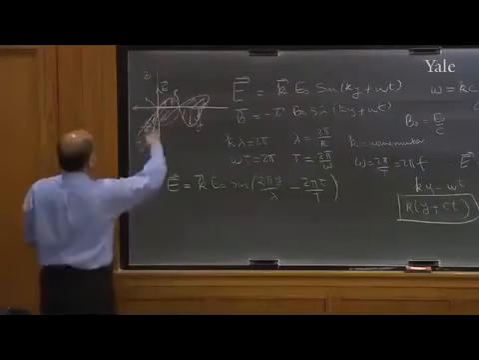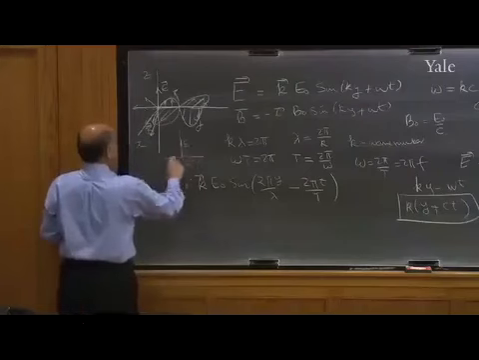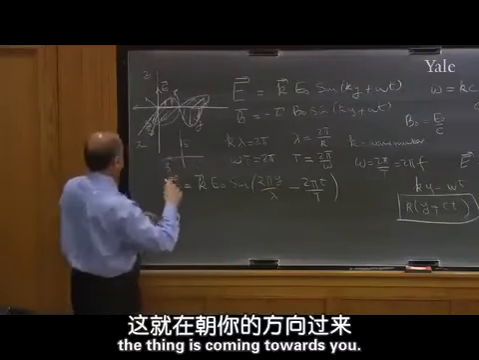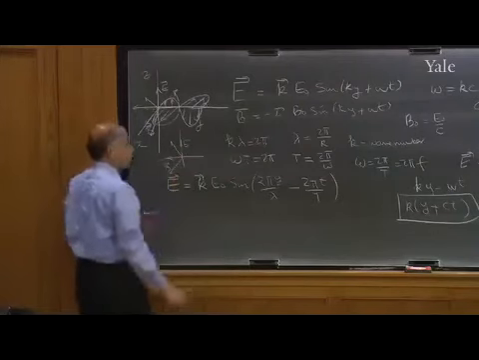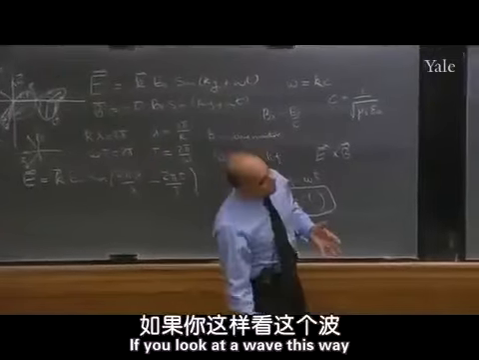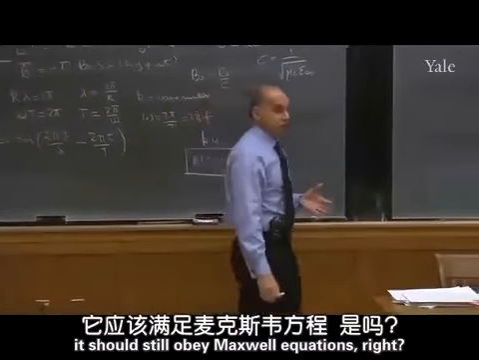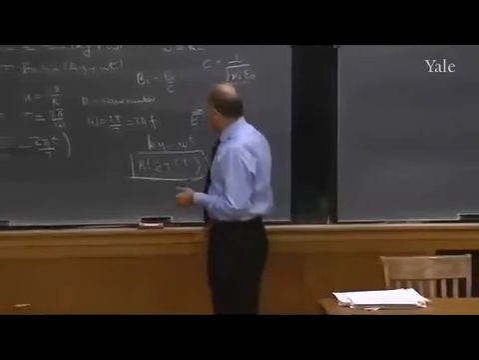I'm not good at drawing pictures, but in the E-B plane, you had them like this, E and B. If the thing is coming towards you, I'm saying you can turn this by some angle and turn that by the same angle. That'll also form a good solution. It must. I mean, what's wrong? If you look at a wave this way, it should still obey Maxwell equations, right? The tilted frame of reference is as good as the original one.